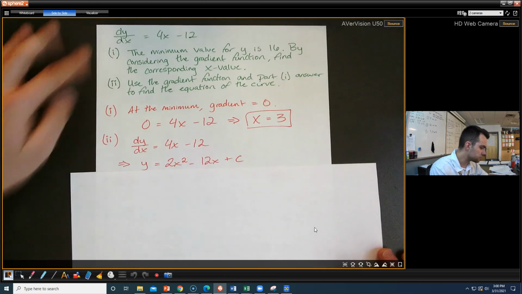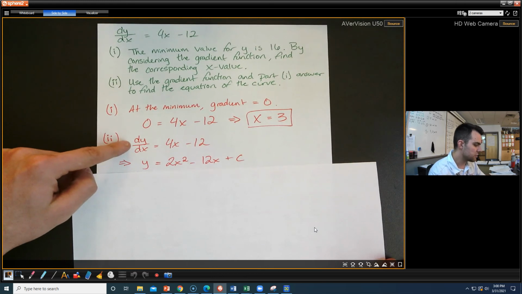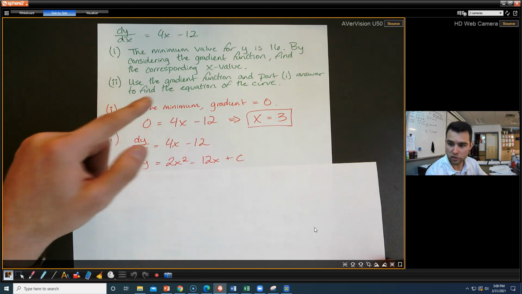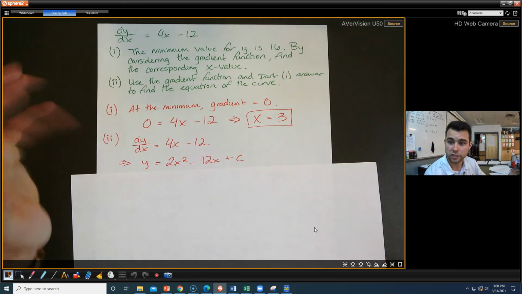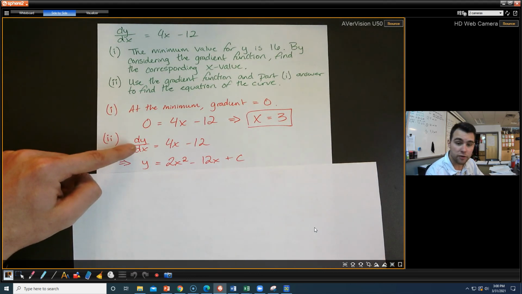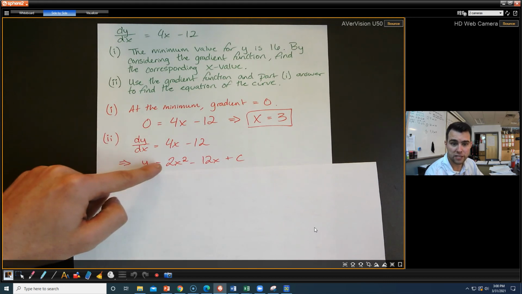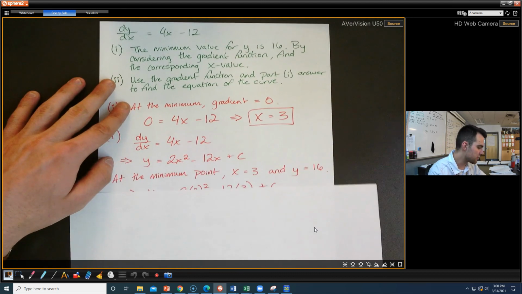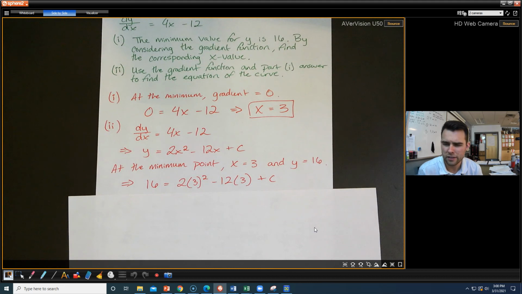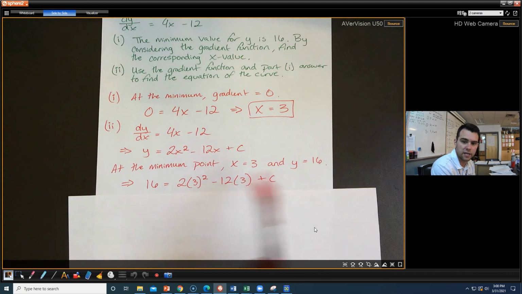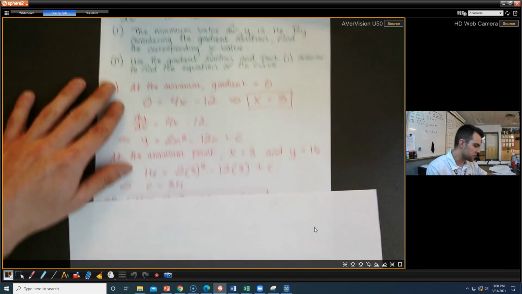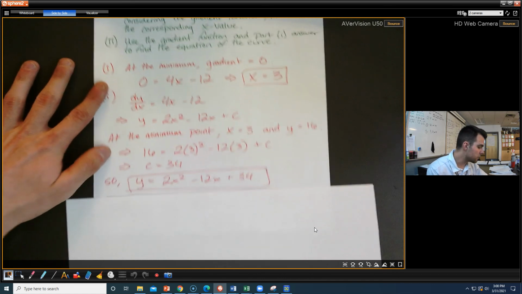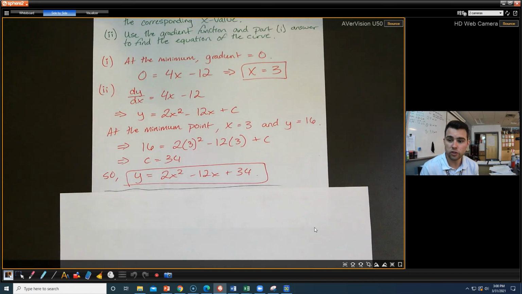So for part 2, knowing that dy dx is equal to 4x minus 12, again, I want to find the equation of the curve. I'd like to find the particular solution. So integrating this guy, I end up getting y equals 2x squared minus 12x plus c. Okay, and like I said, I know that 3, 16 is on this curve. So to find c, I'm going to plug in 3 for x and 16 for y, solve it out for c. I find that c is equal to 34. Therefore, my solution, my particular solution, is 2x squared minus 12x plus 34.